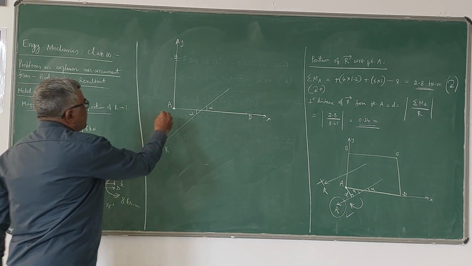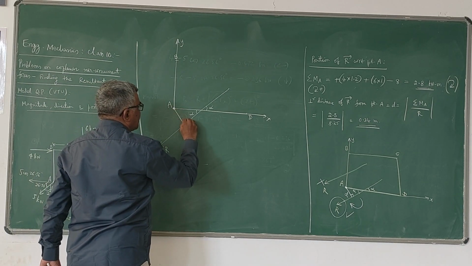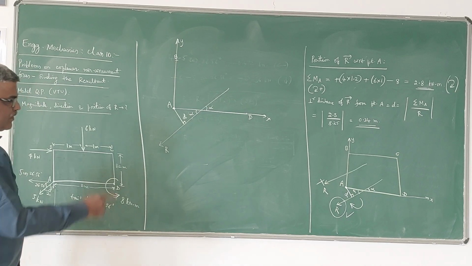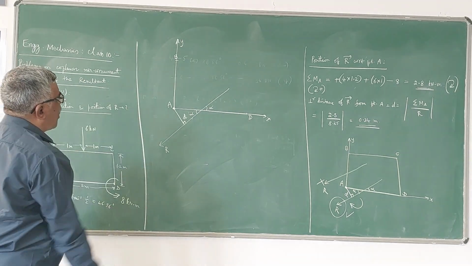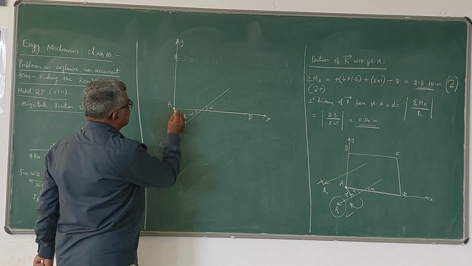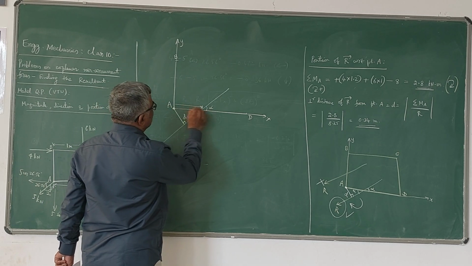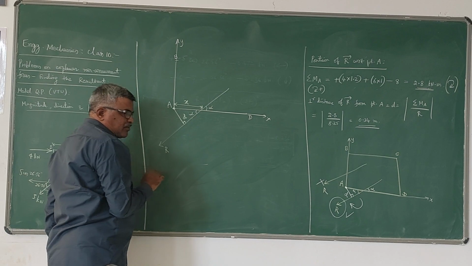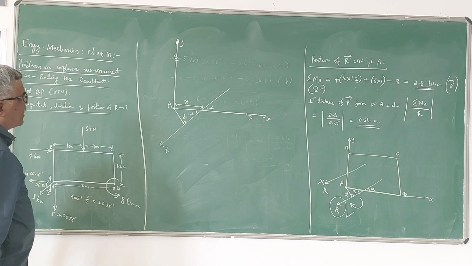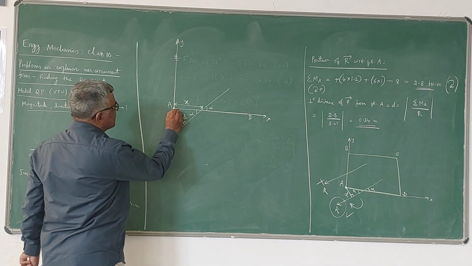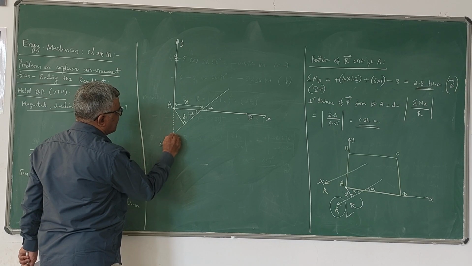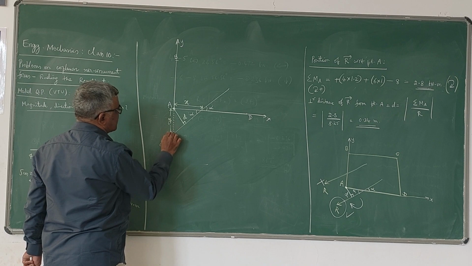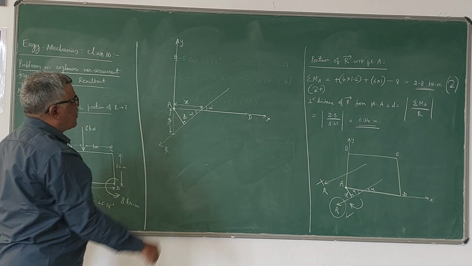Now this is D, the perpendicular distance from point A to the line of action of R. This one is the x-intercept. And for the y-intercept, you just extend this. Wherever it cuts this R, this is the y-intercept. So these distances are called the x-intercept and y-intercept.